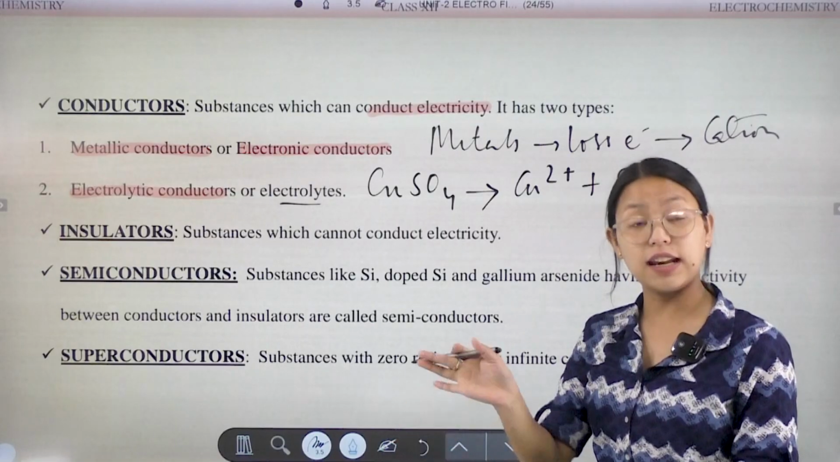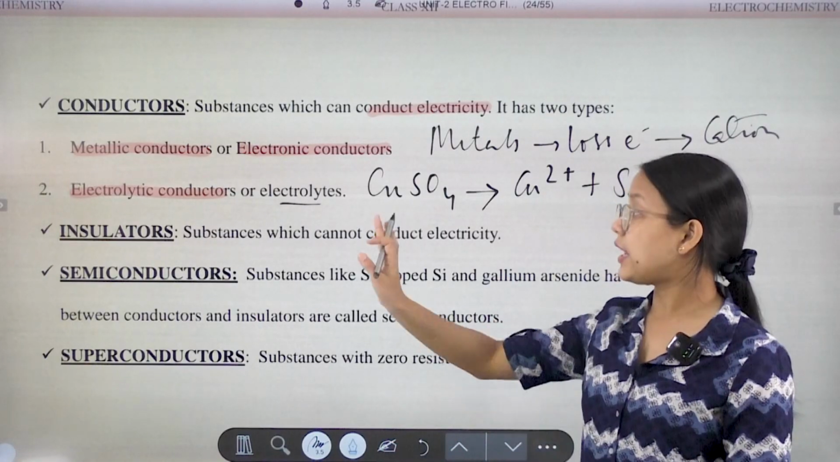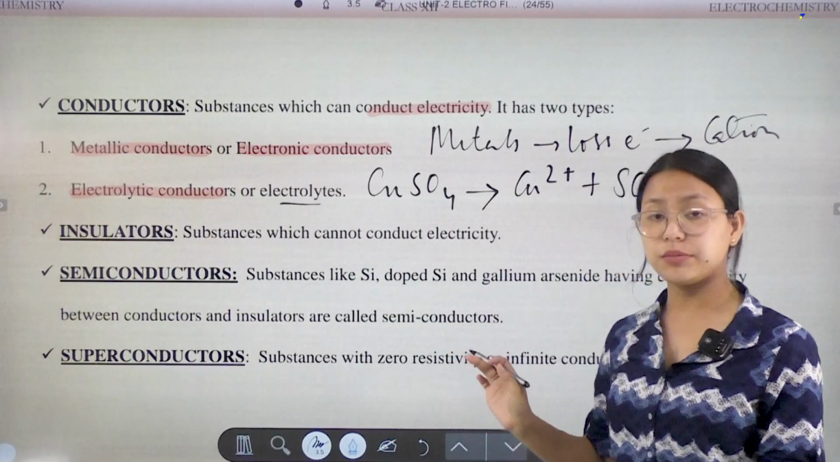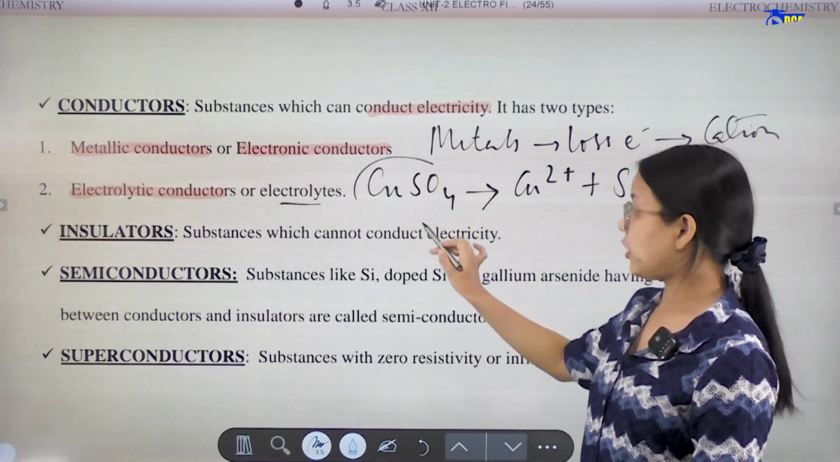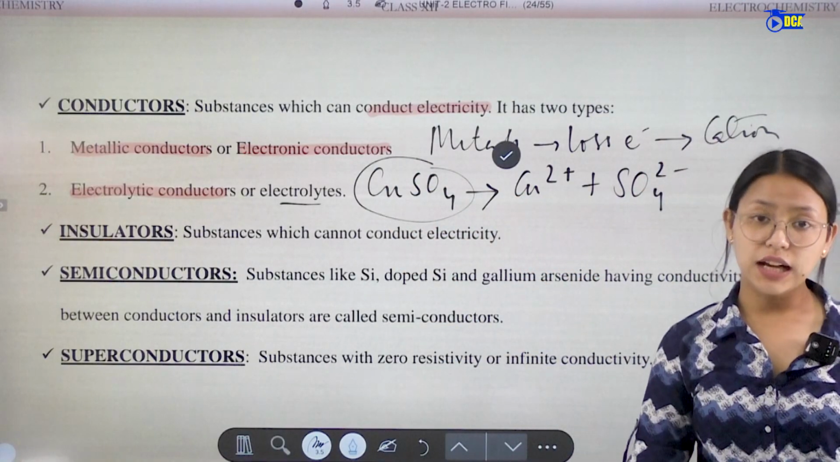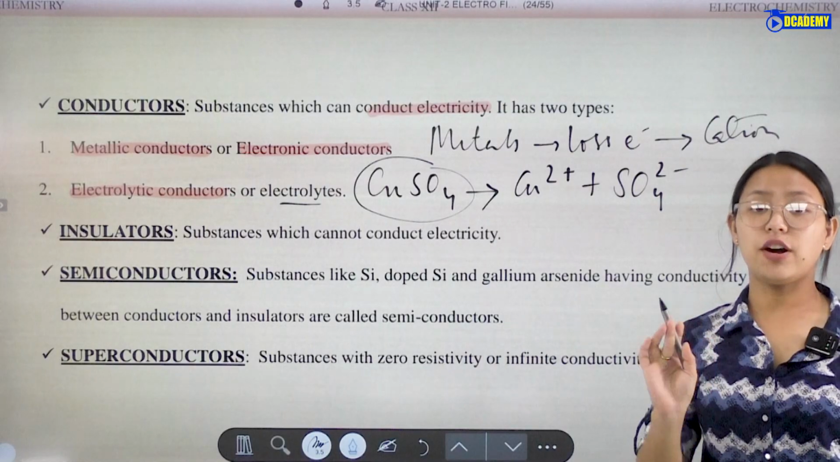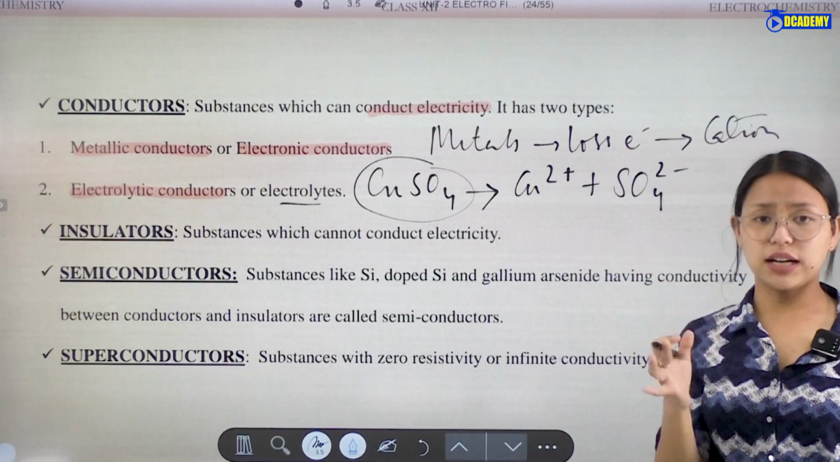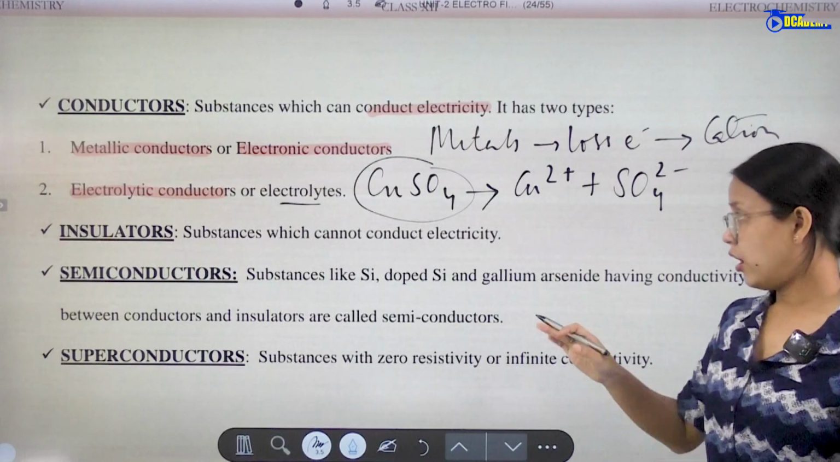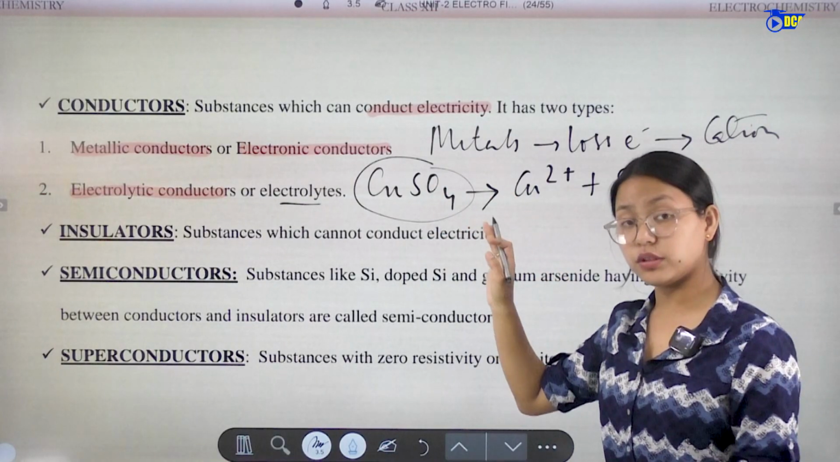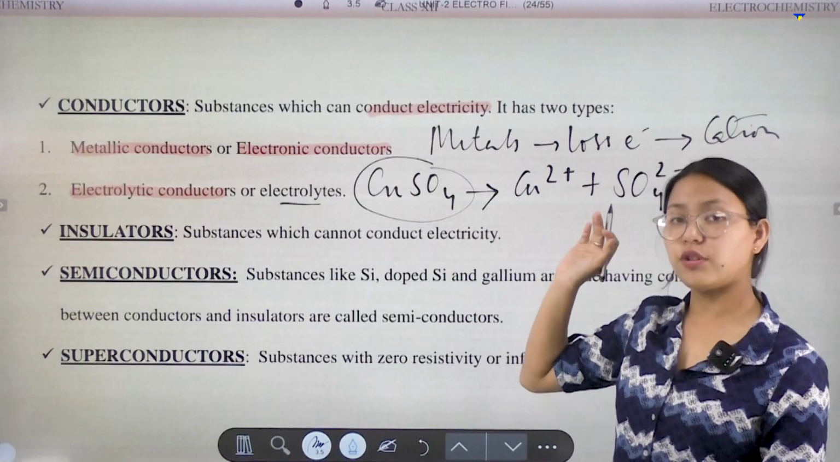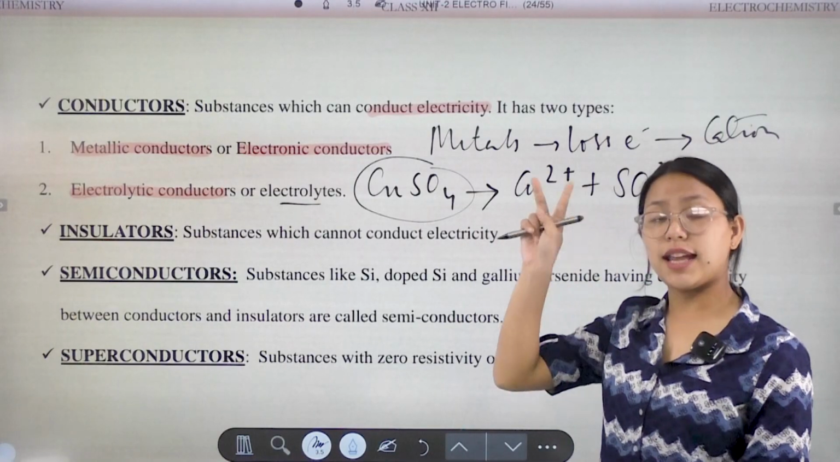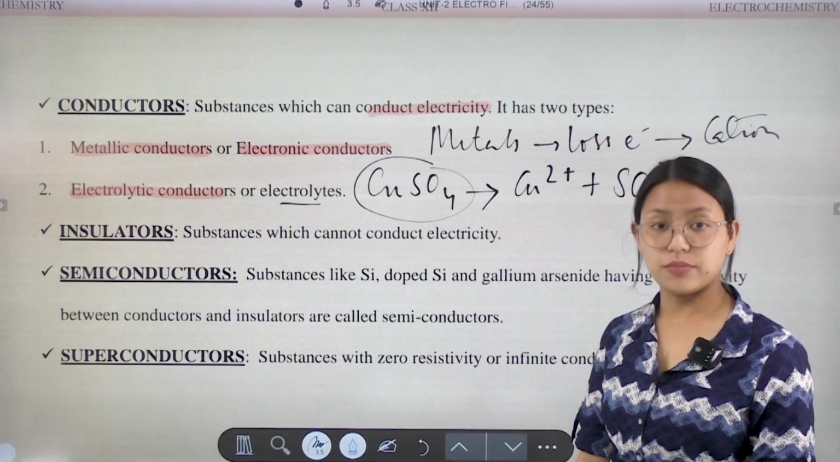Electrolytic conductors conduct current only when there is a supply of electricity. When there is a source of energy, they form two forms, that is, ionic forms: anion and cation.